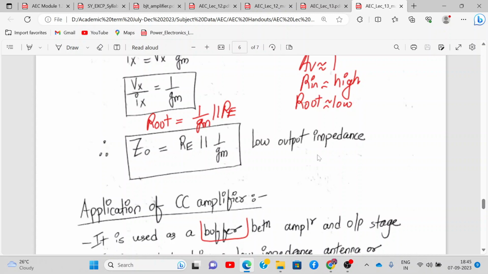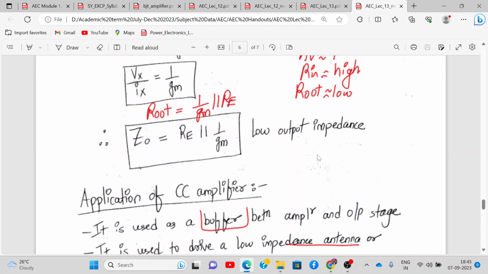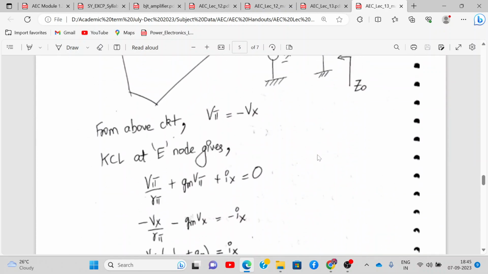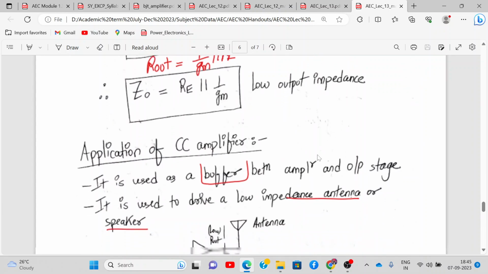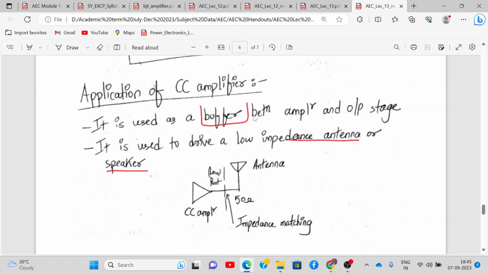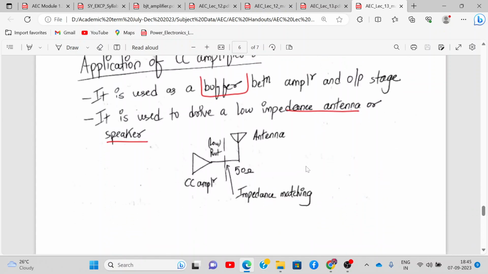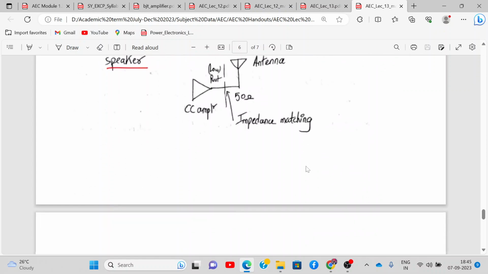Now one feature I want to tell you is that even though the gain of the common collector configuration is unity, its input impedance is very high and its output impedance is very low, which makes it a perfect candidate for use as a buffer. So application wise, it's used as a buffer.